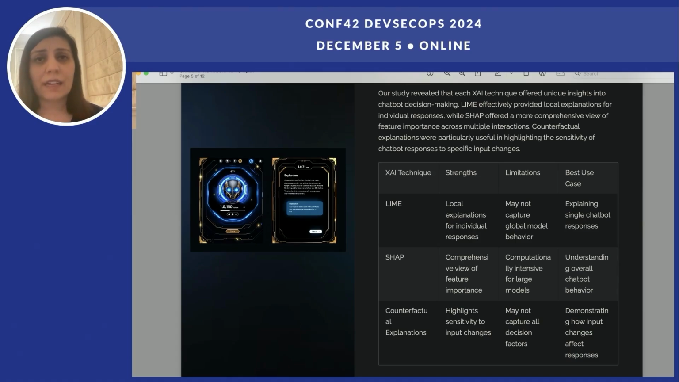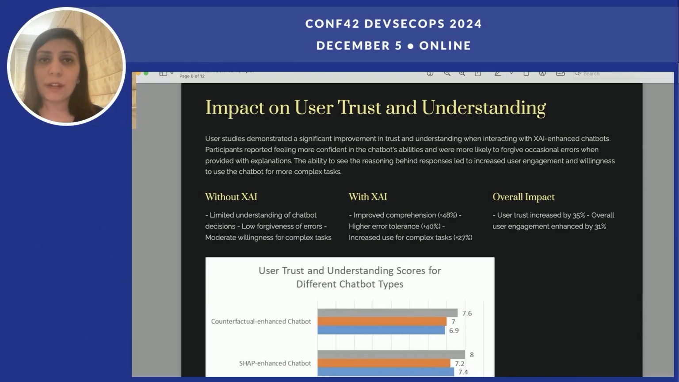Our study revealed that each of the explainable AI techniques offered unique insights into the chatbot decision making. LIME effectively provided local explanations for individual responses, while SHAP offered a more comprehensive view of feature importance across multiple interactions. Counterfactual explanations were particularly useful in highlighting the sensitivity of chatbot responses to specific input changes. The impact of our study on user trust and understanding was that it demonstrated a significant improvement in trust and understanding when interacting with explainable AI enhanced chatbots.